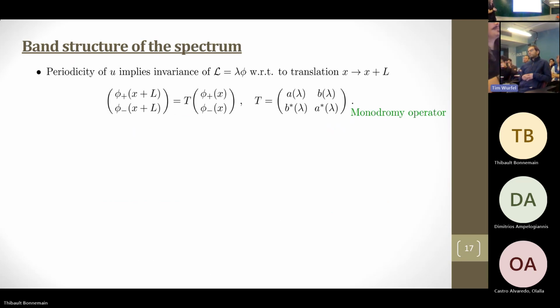Okay. Because the potential U is periodic, the scattering problem is invariant with respect to translation by L, and we can write phi plus and phi minus at x plus L in terms of phi plus and phi minus through this monodromy operator T. I've called it T because it's related to the transfer matrix from before, the zero-curvature representation. And there's already a lot of structure in T, this A star, B star, because phi plus and phi minus are complex conjugates.